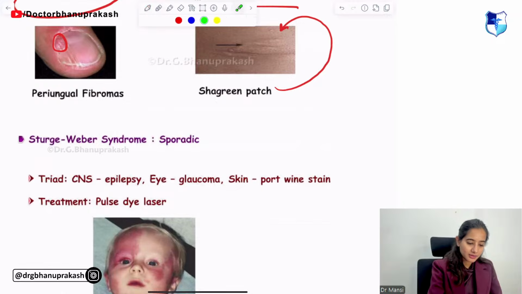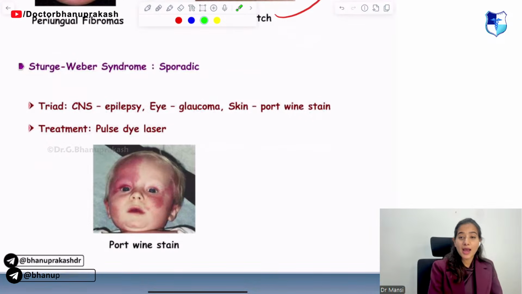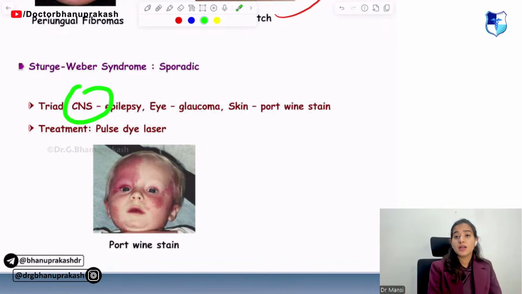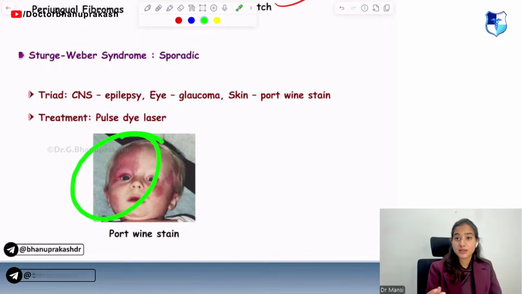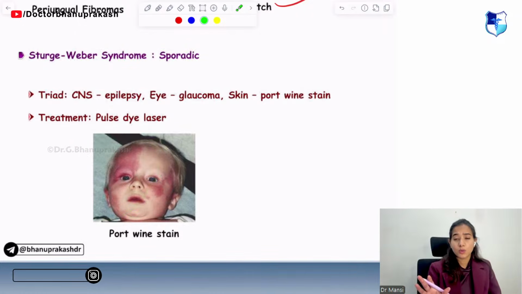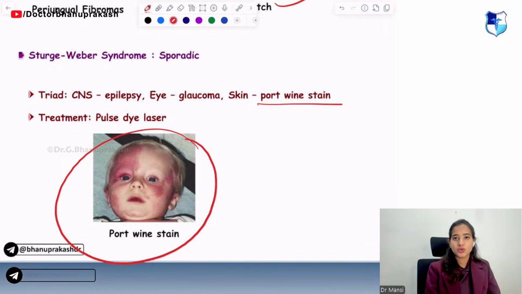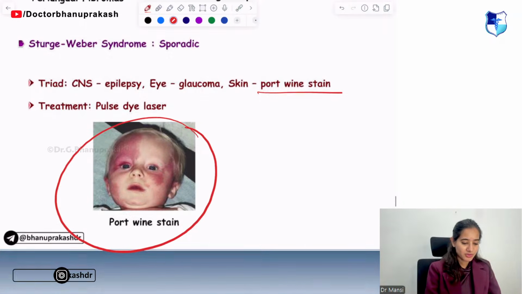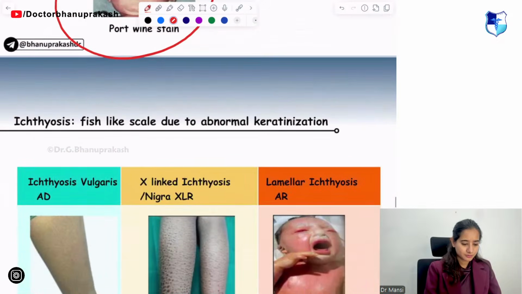Let's now move to another condition, Sturge-Weber syndrome, which is sporadic in nature. The triad of Sturge-Weber syndrome is epilepsy, glaucoma, and a port wine stain. It does appear like a wine. The color is a wine color. That's why it is port wine stain. So this image will come to you in the exam for Sturge-Weber syndrome. Treatment, you give a pulse dye laser. They'll not ask you.